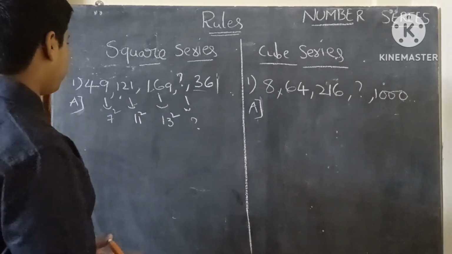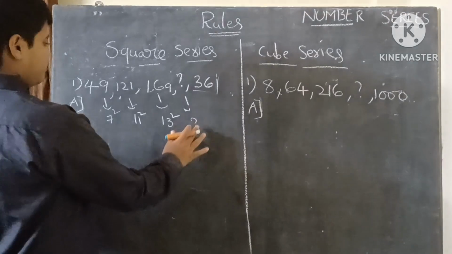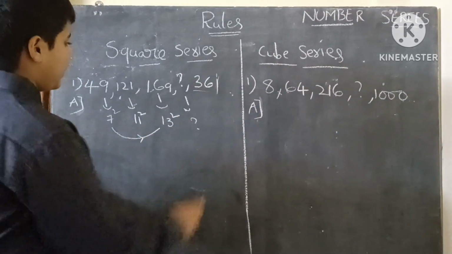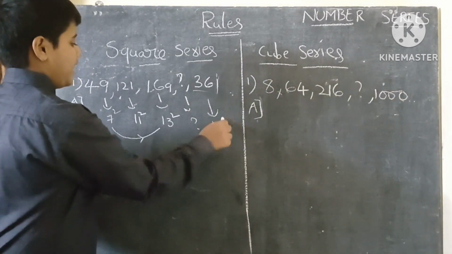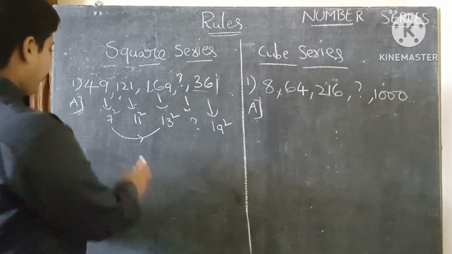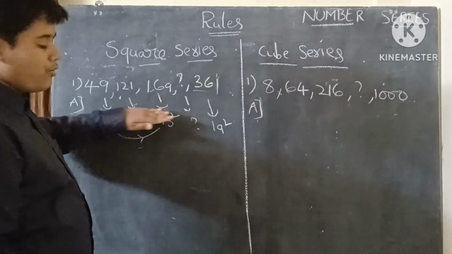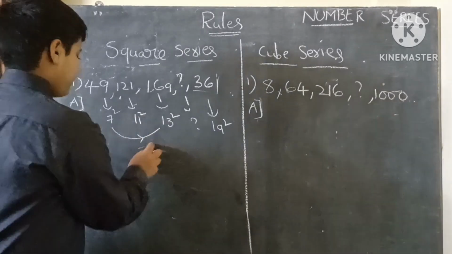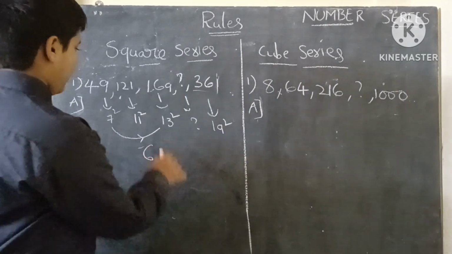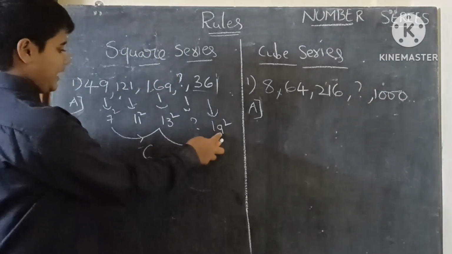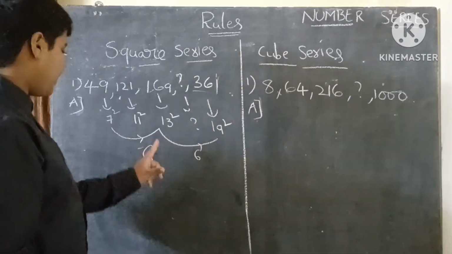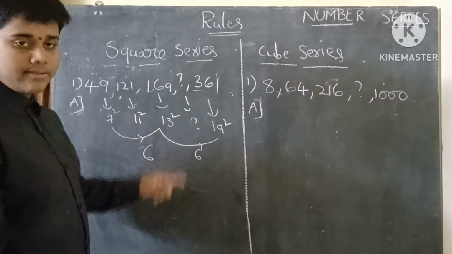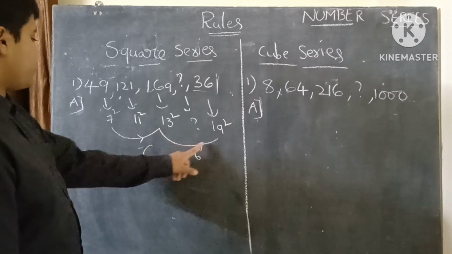Okay, so if you see here, see here, alternate series. Here 361 means 19 square. Okay, so if I take alternately, I am taking only the numbers, not the squares. So here the difference between 7 and 13 is 6. And here the difference between 19 and 13 is 6. Alternately, one number is the gap between those two numbers. So alternately the difference is 6.